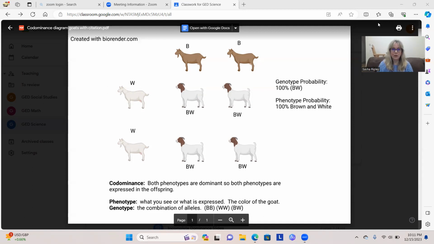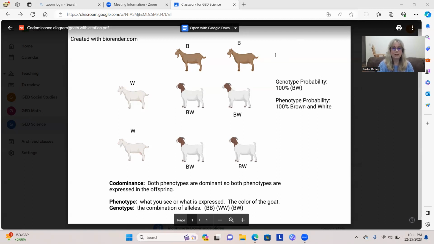Before, we've talked about just your simple Mendelian genetics, or Mendelian inheritance, where you have a dominant allele that is expressed over the recessive allele. In this case, though, we don't have one allele that's expressed over the other allele. Both of them are dominant, so both phenotypes will show up in the offspring.